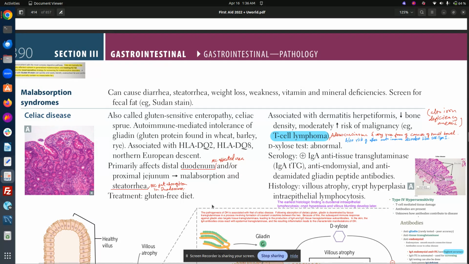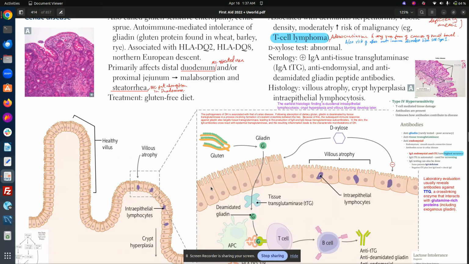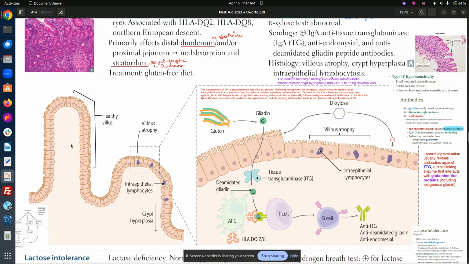Picture A is very important. I will talk about the histology. Let's first talk about this diagram. Usually, we know that these are the epithelial cells, and we have villi. These are the hair-like extensions that help in absorption of the food we eat. But what happens in celiac disease? Let's talk about the histology, then you will understand this diagram way better.